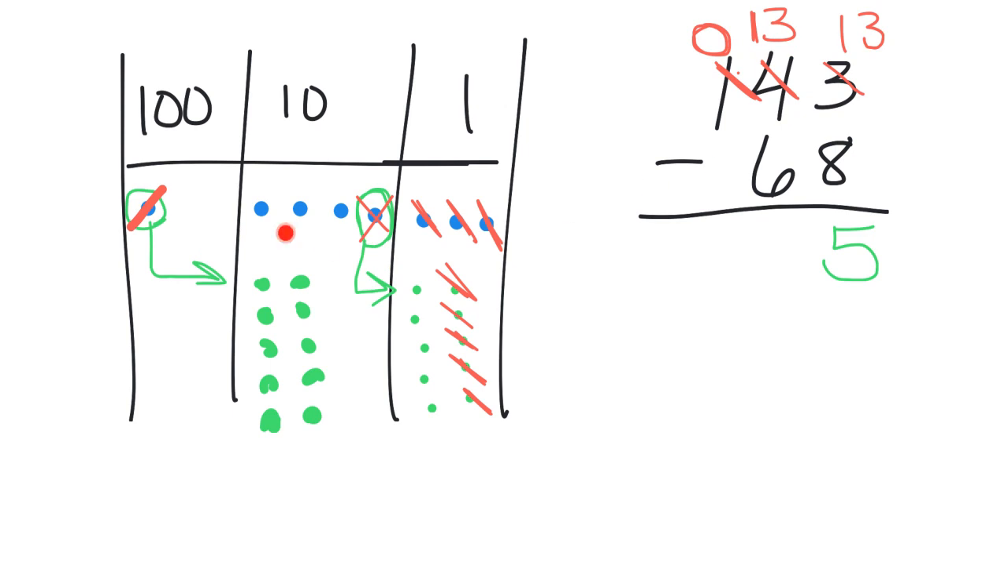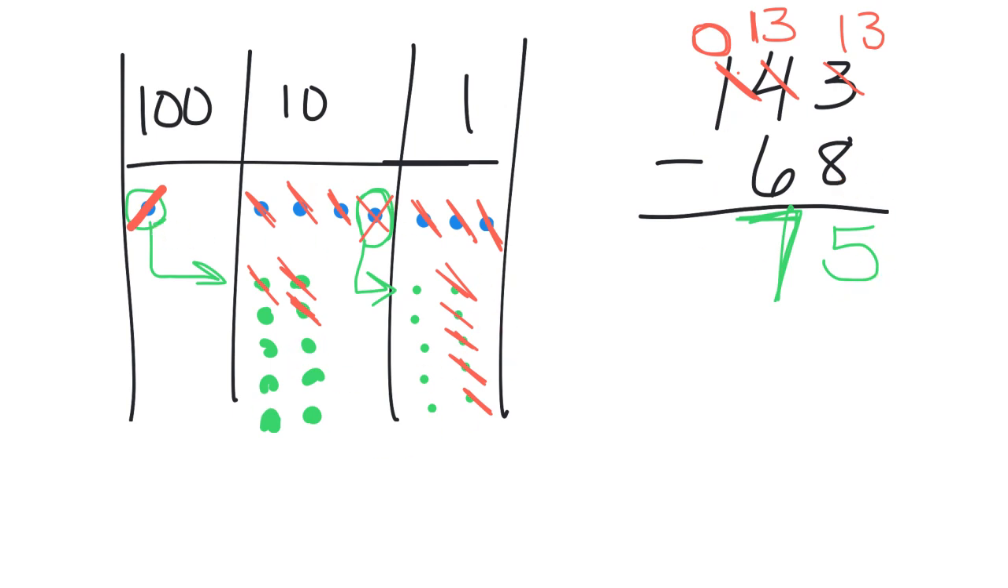So now it says I'm supposed to take away 6 tens, which I can do. So I'm going to cross off 6. 1, 2, 3, 4, 5, 6. And I can see that I have 7 tens left over. So I'm going to write that in right here. And then the recipe said there was nothing else for me to do, so I am done. The answer is 75, and I can see it over here.